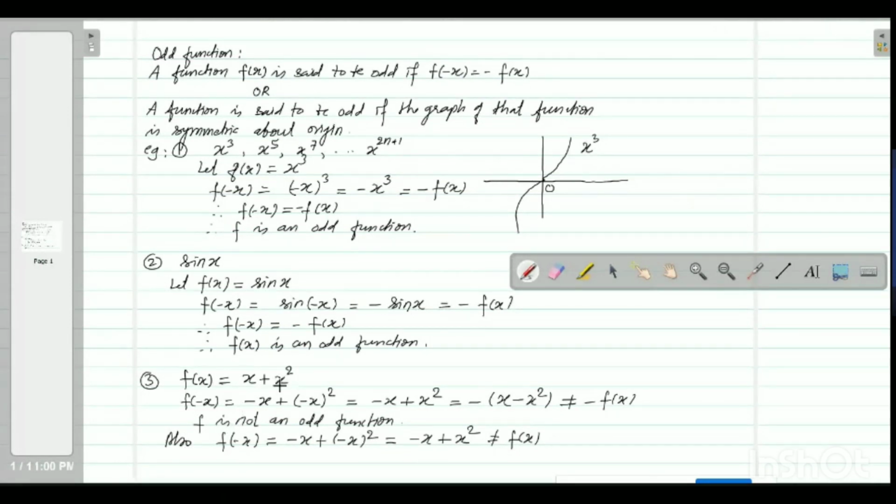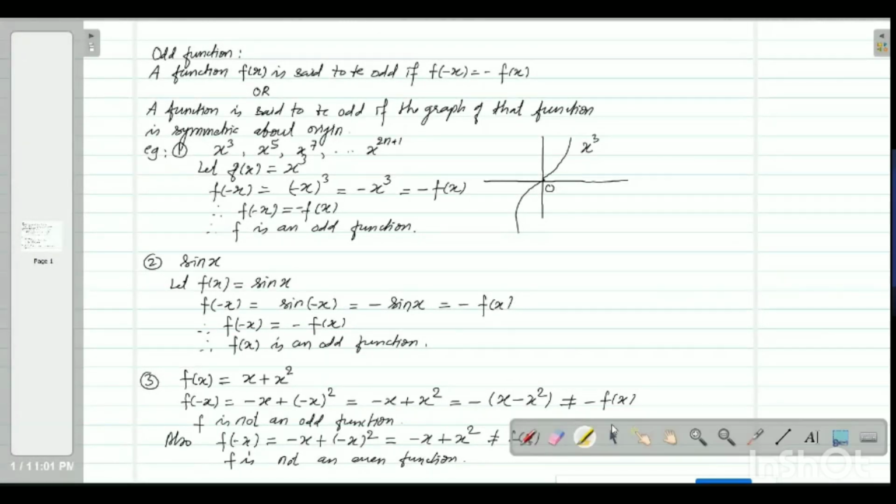So it is neither even nor odd. F is not an even function. F is neither odd nor even. So which function is this? It is a general function. Getting? Now let us write down the formula for even and odd function.